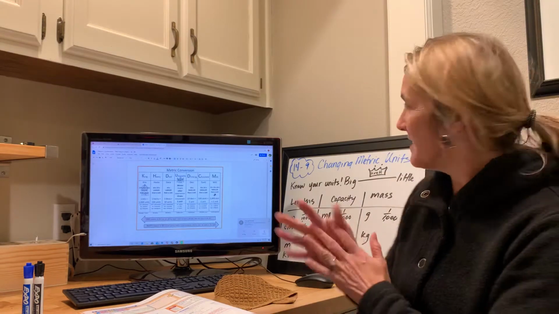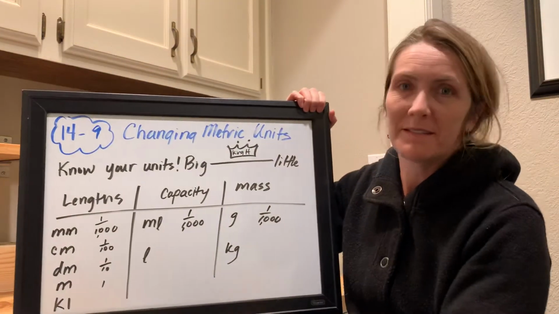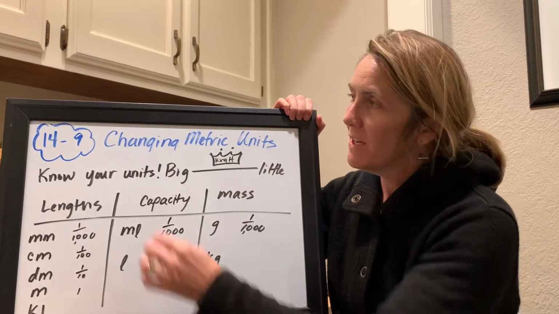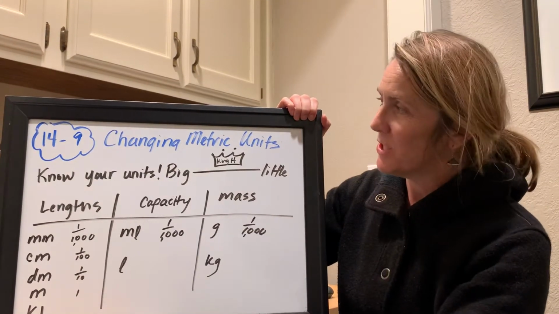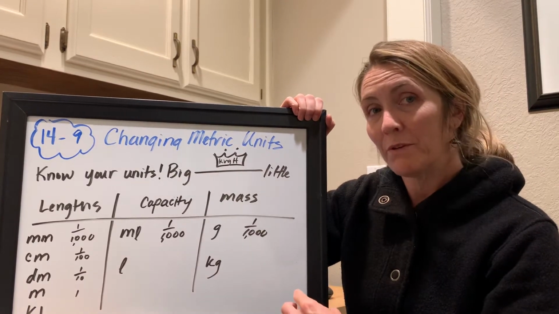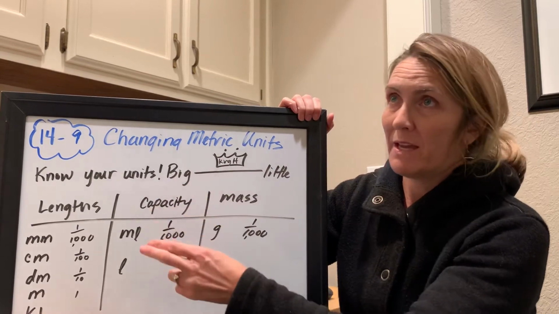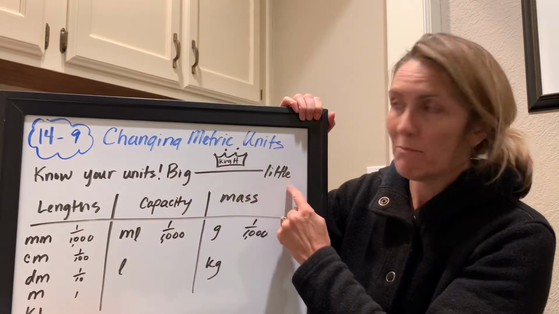So a couple things. This is titled, we're so close. We've got 3 more lessons to do before this chapter is finished. This one's 14.9, Changing Metric Units. Before we begin, I wanted to review a couple of things to keep in mind. I want you to keep in your head the difference between the bigger units and the smaller units.